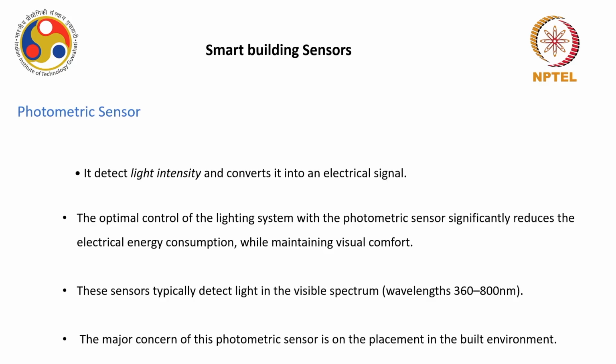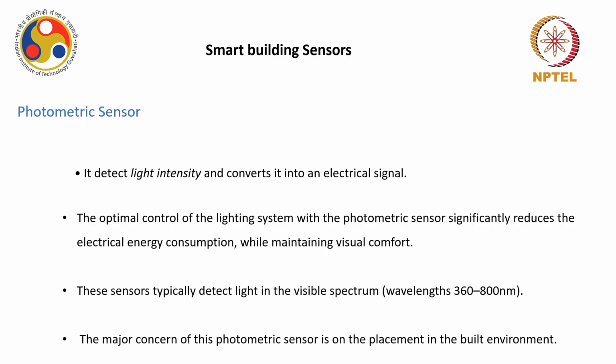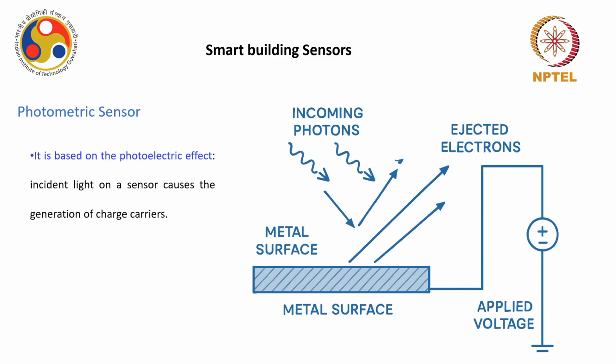This kind of thing can be fulfilled using this photometric sensor, which gives a sense of light intensity, and with the help of other control systems, these things can be done. These sensors typically detect light in the visible spectrum, mostly in the range of 360 nanometer to around 800 nanometer. The major concern of these photometric sensors is their placement. We will see one example of how the placement of these sensors is very crucial in a smart building. Let us try to understand this photometric sensor from the perspective of a sensor engineer.